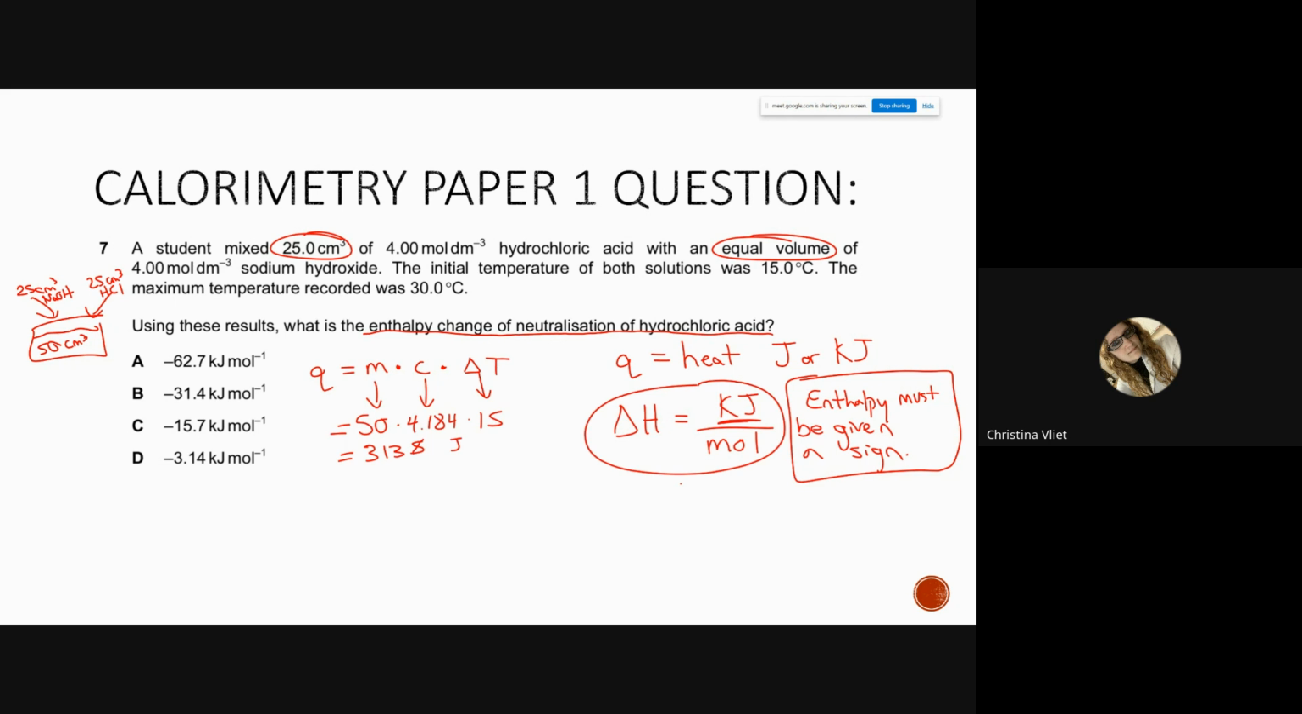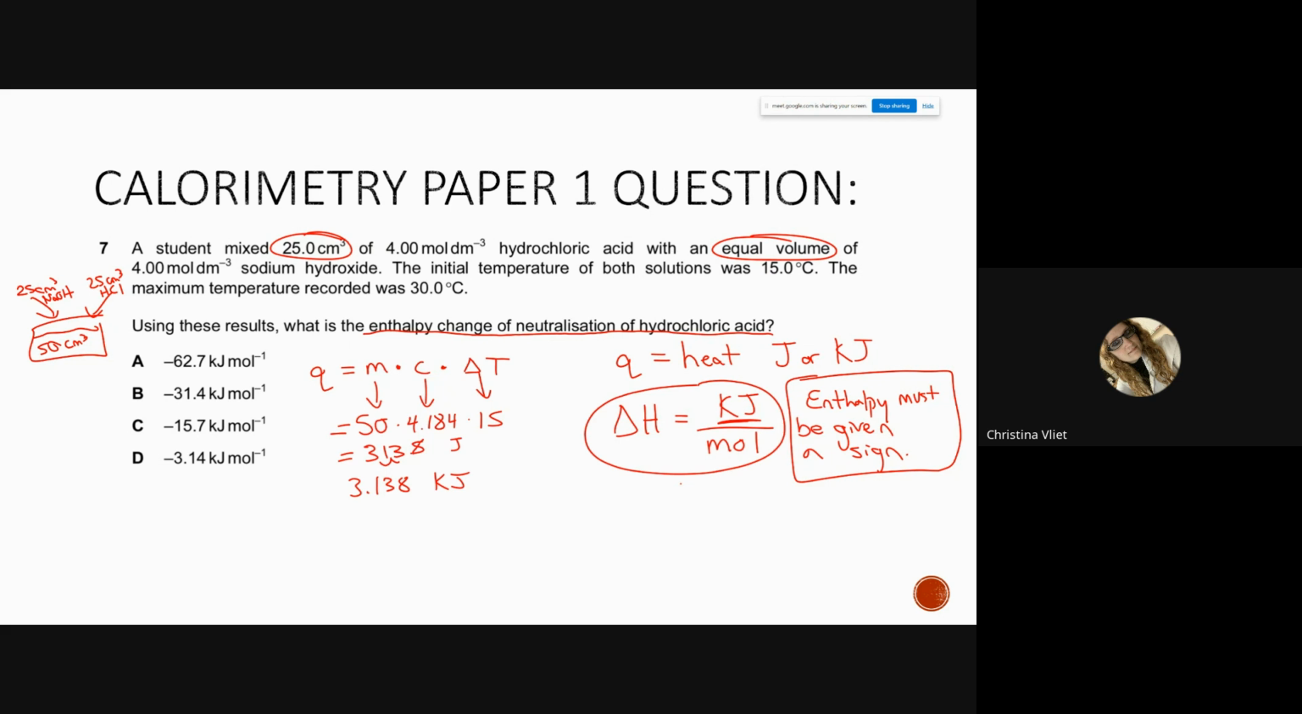In order to get enthalpy, we first needed to get Q. But the units of enthalpy are kilojoules per mole. So we've got joules. How do we change that to kilojoules? We know that we have to move this over, and that's going to get us to 3.138 kilojoules. At this point, notice how two of the answers are there. One of them looks like it's that answer, but it's not. What do we still have to do?